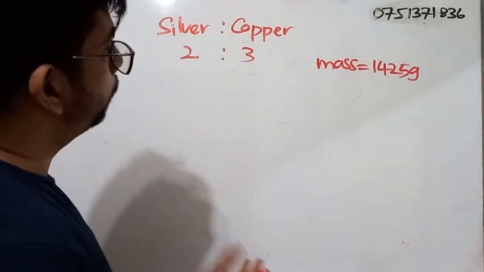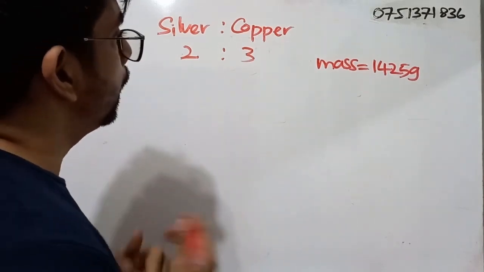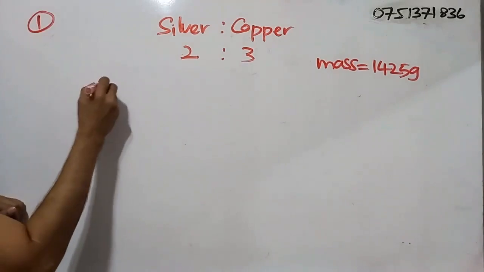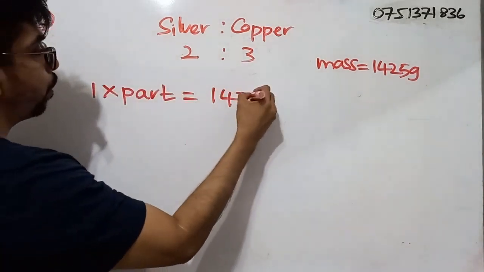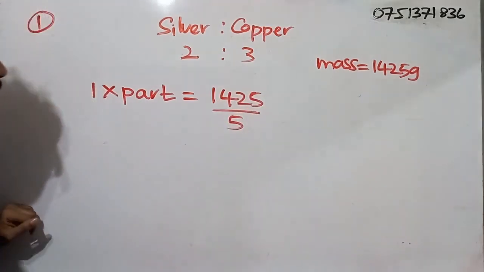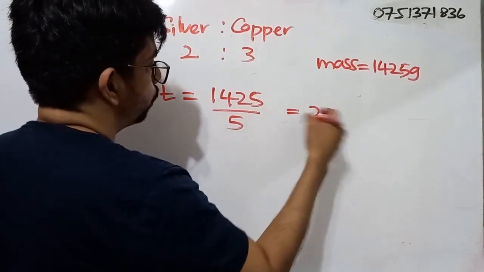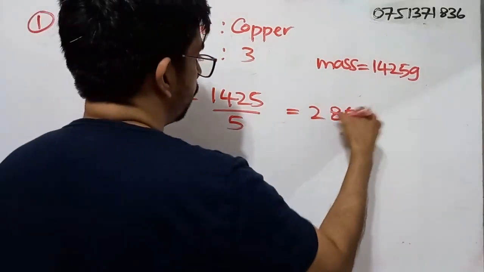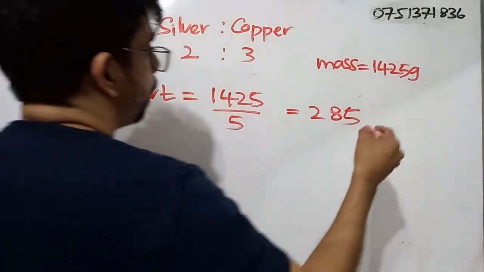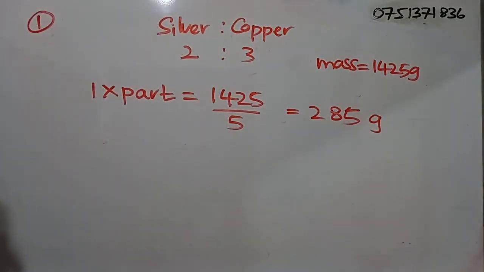So we know the total mass and the ratio we know, which is 2 to 3. So we can clearly calculate the value of one part. So one part is equal to what? One part is equal to 1425 divided by 5. So here what do we get? 14 divided by 5 we get 2. For 42 we get 8. For 25 we get what? 5. So the value of one part is 285 grams.